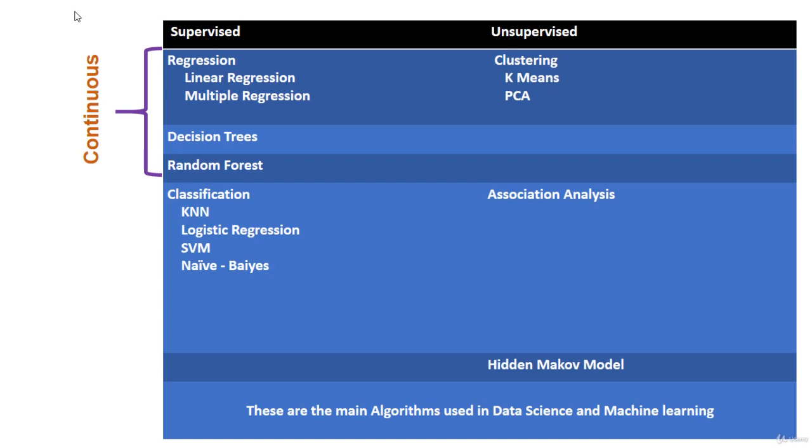While the classification algorithm under the supervised algorithms, and the association analysis under the unsupervised algorithms, together with the hidden Markov model, are used on categorical data. By categorical data, I mean data which is not continuous. Let us say, for example, you are defining whether an animal is a mammal or a reptile. That is what we call categorical data. It is not continuous data. Basically, these are the main algorithms that are used in data science and machine learning.